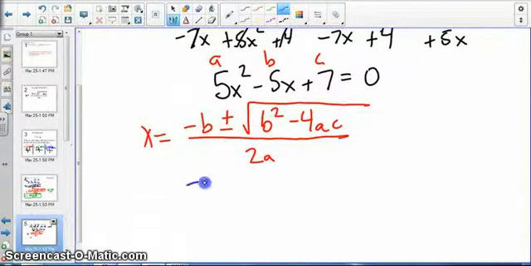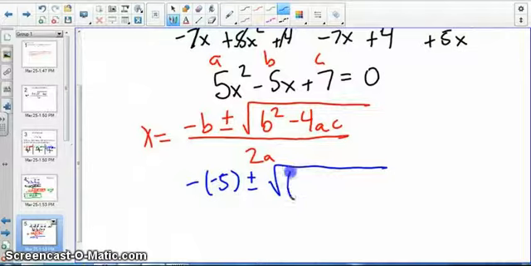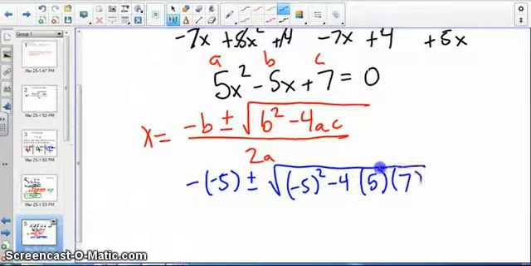Negative b, so negative times negative 5, plus or minus square root b squared, so negative 5 squared, minus 4 times a, which is 5, times c, which is 7, all over 2 times a, so 2 times 5.